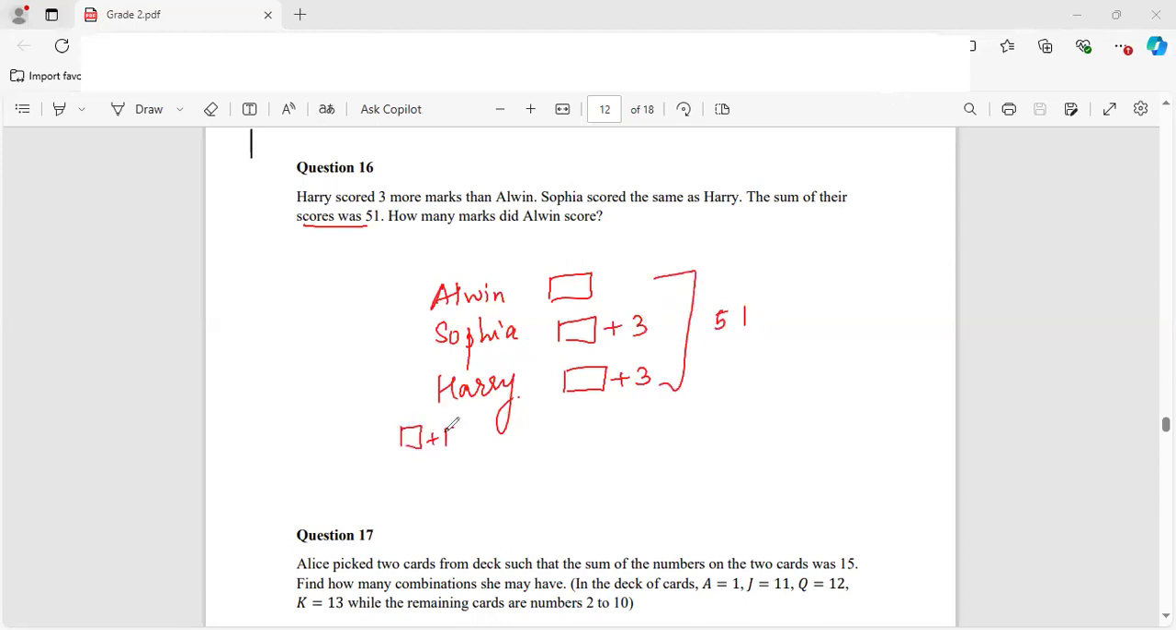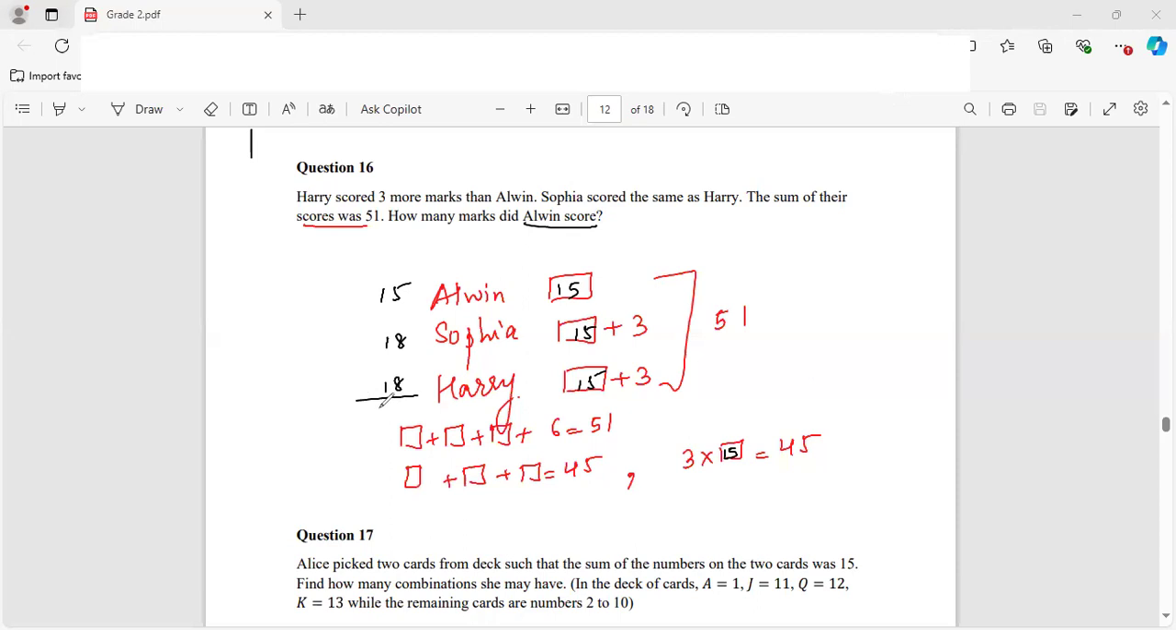So basically box plus box plus box plus 6 is equal to 51. I don't want the 6, so I subtract it. That means these 3 boxes is equal to 51 minus 6, which is 45. So 3 times what will give me 45? 3 times 15. So each of the boxes is 15. The question is asking how much did Alvin score? Alvin scored 15. Sophia scored 18. Harry also scored 18. If you add it up, you will get 51. So the answer for this is 15 marks. I hope you're getting it.